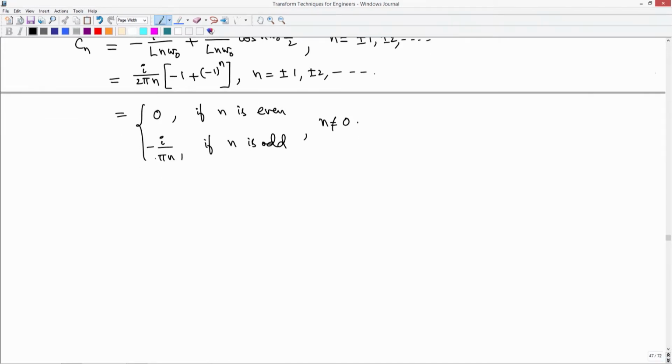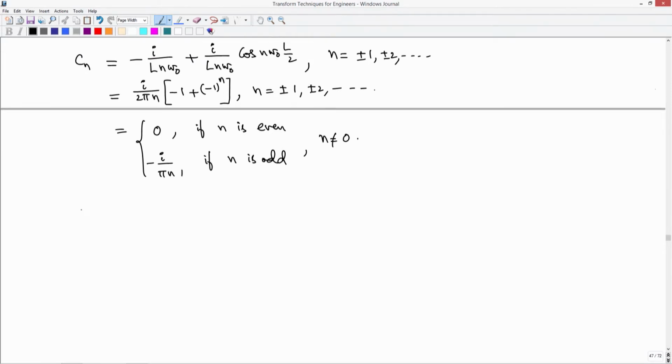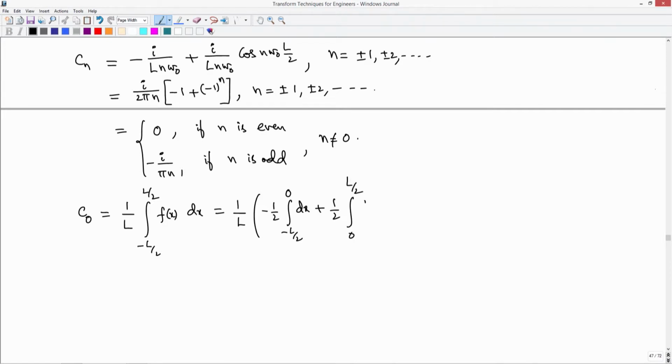This is 2 pi by n, right? Yeah, that is fine. So, this is what you get. This is your Cn, for n not equal to 0, but we need C0 also. C0 is actually 1 by L integral from minus L by 2 to L by 2 of f of x e power minus I n omega naught x, and when n equal to 0, that is 1, you have dx. This is your C0. So, 1 by L, and what you get is minus half integral from minus L by 2 to 0, that is minus half dx, plus half integral from 0 to L by 2 dx.